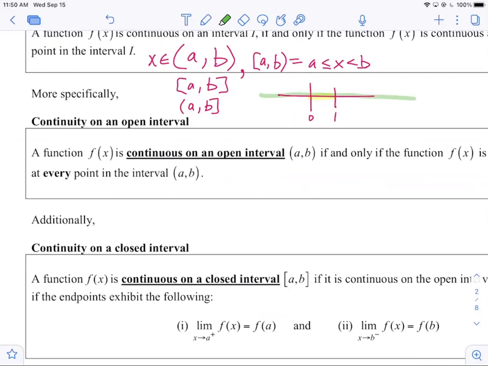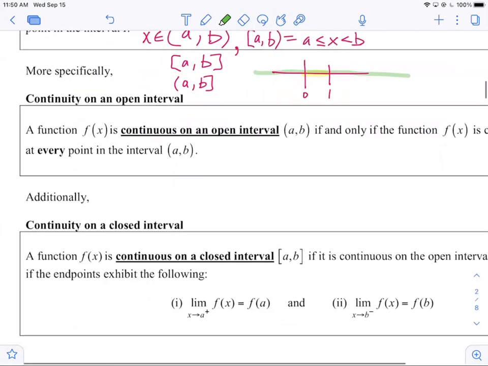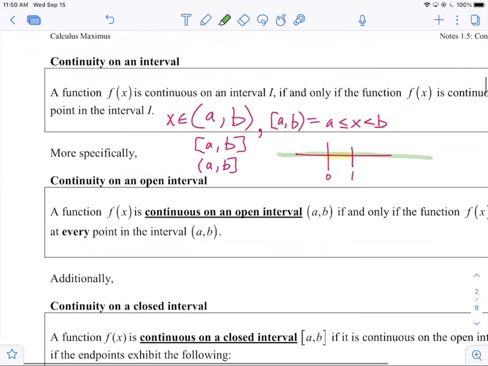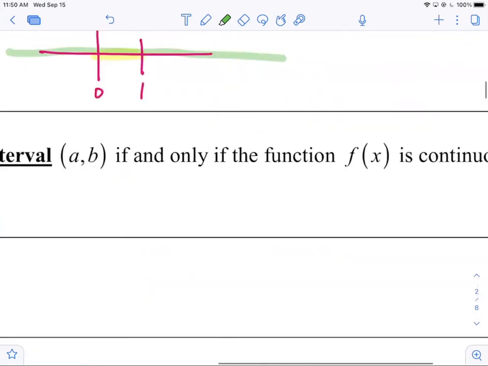All right, let's go ahead and specify then what it means to be continuous on an open interval, which will kind of lead into what it means to be continuous on the closed interval. A function now is said to be continuous on a closed interval if and only if it's continuous at every point in the open interval. Well, that's almost what the previous one said, right? But the previous one was on any interval, okay? So how are we going to test that? Well, here's how we're going to test it.